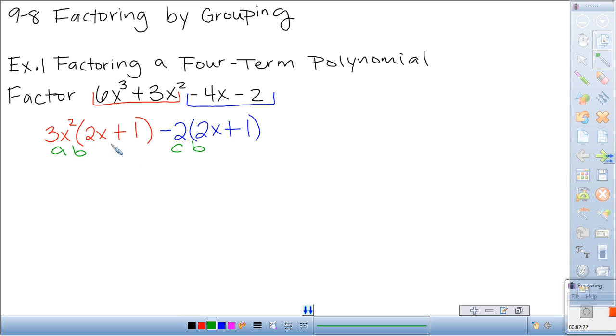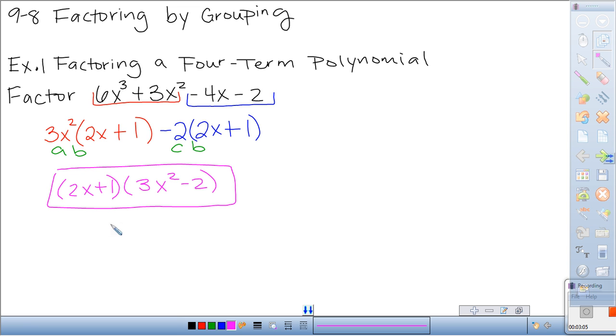And that GCF now is going to be this 2x plus 1. I can pull out that 2x plus 1 from both of these. So I now have 2x plus 1 times, and then what's left? 3x squared minus 2. Okay, it seems like I did a little bit of magic here. This is our answer, in fact.